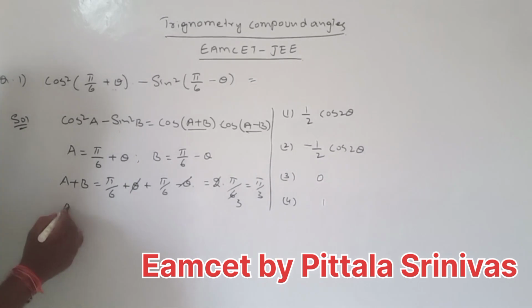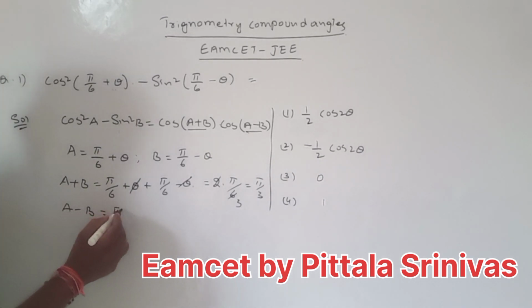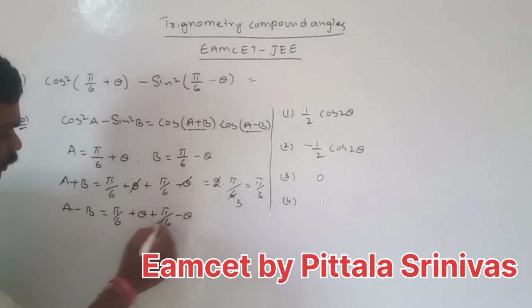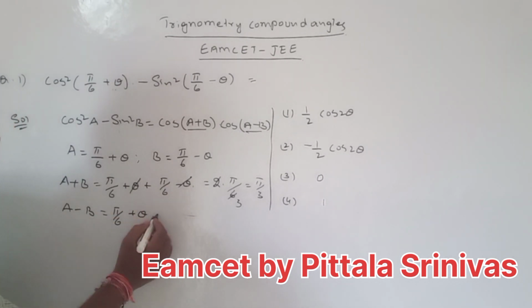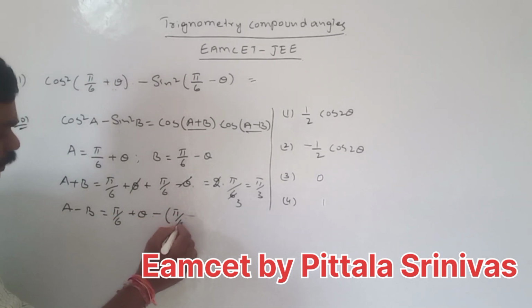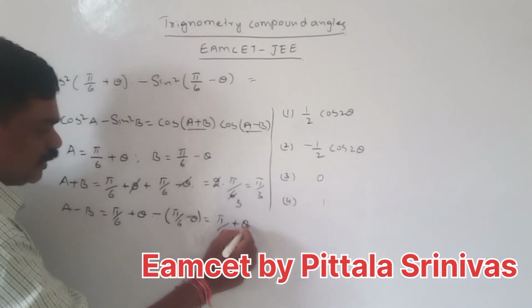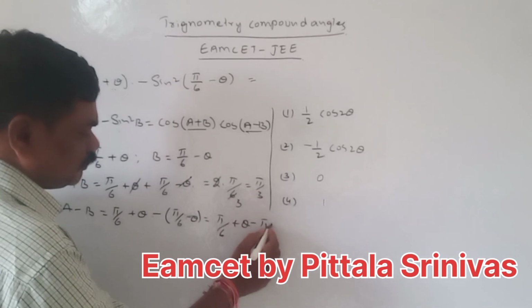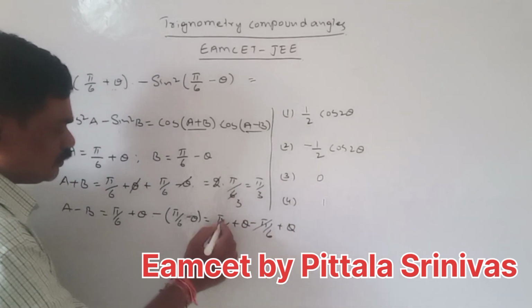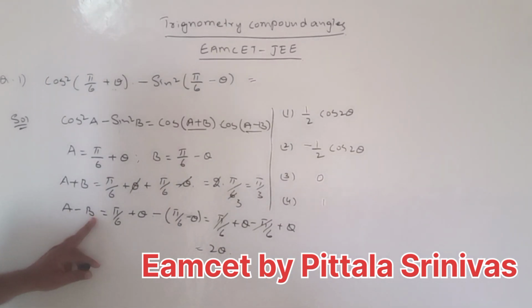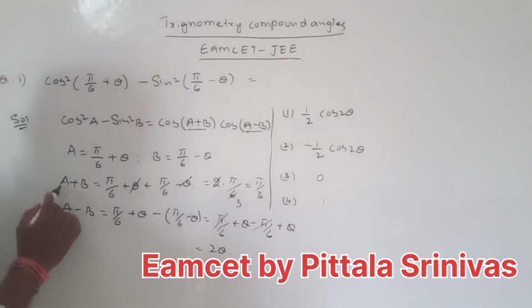Okay, all of you. A − B is equal to what? π/6 + θ minus of π/6 − θ, is equal to π/6 + θ and minus π/6 plus θ. This one cancels, is equal to 2θ. A − B is equal to 2θ. A + B is equal to π/3.